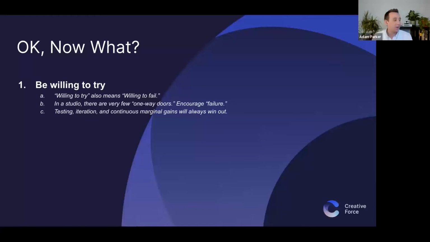Mistakes is not even the right word. And again, this is one that I'm really partial to: testing, iteration, and these continuous marginal gains are going to win out over big sweeping changes pretty much every time. These little things are going to add up exponentially. If you have this culture of continuous marginal gains, it's going to be a complete winner.